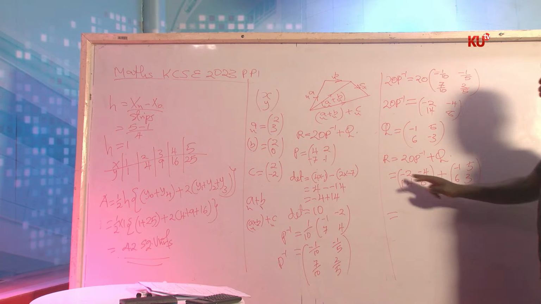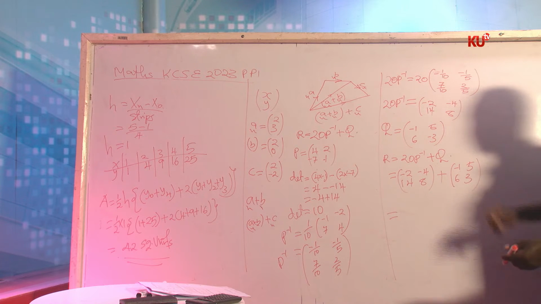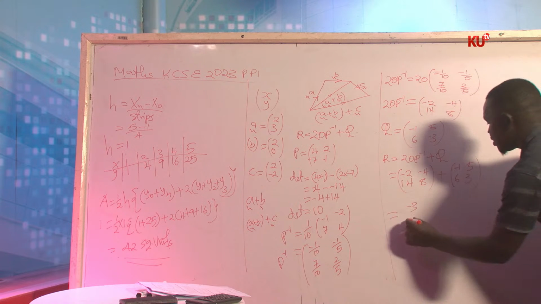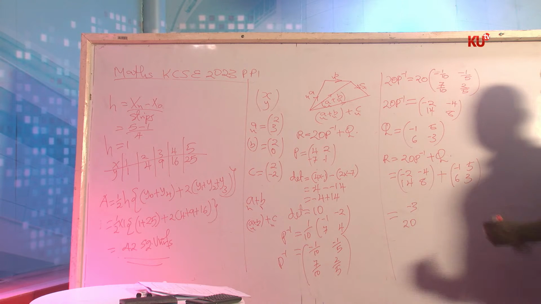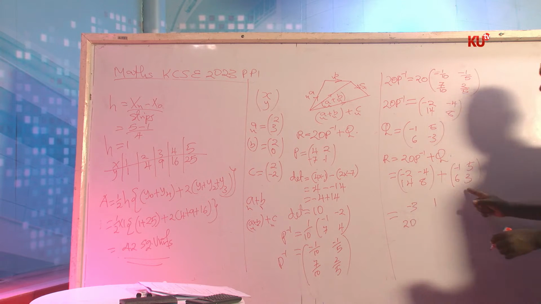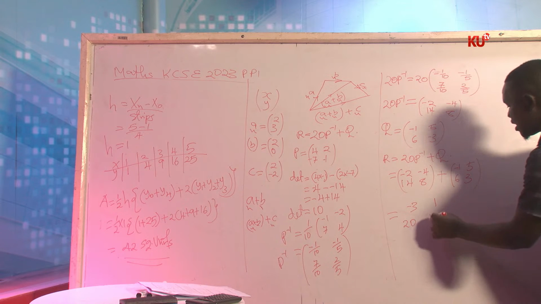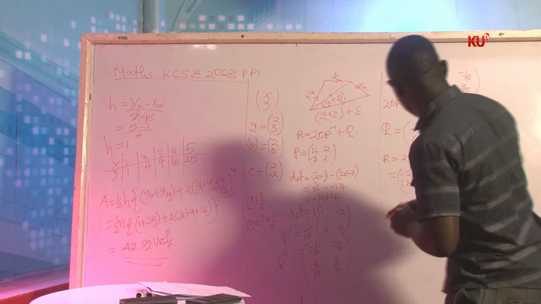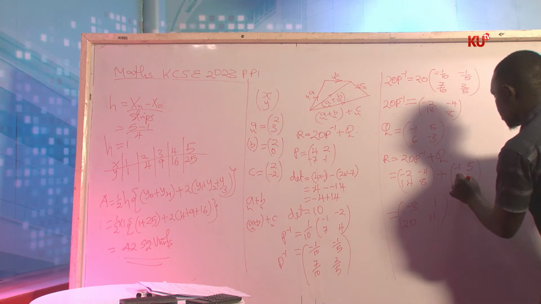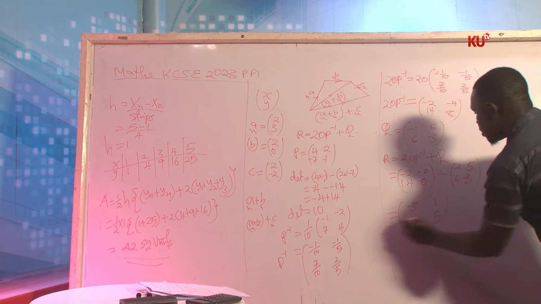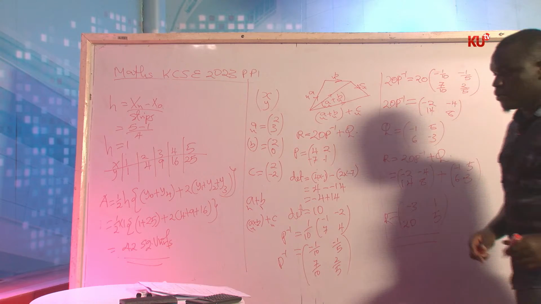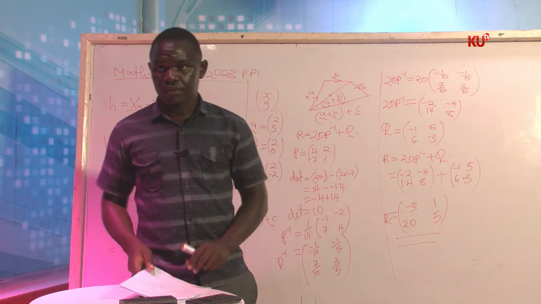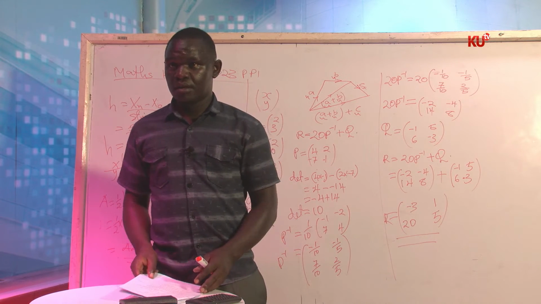How do you add matrices? You add the position vectors well. So -2 plus -1 becomes -3. 14 plus 6 becomes 20. -4 plus 5 becomes 1. 8 plus 3 becomes, this is negative, so this should be 5. So this is your matrix R. That is your matrix R.